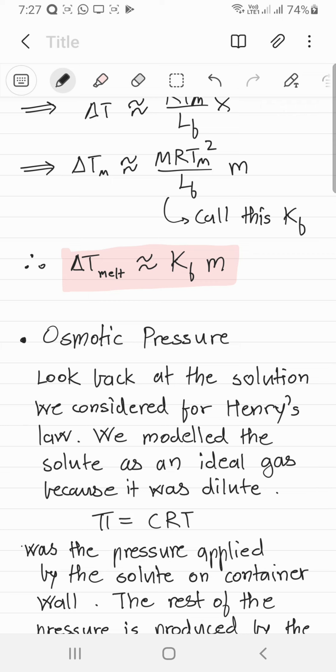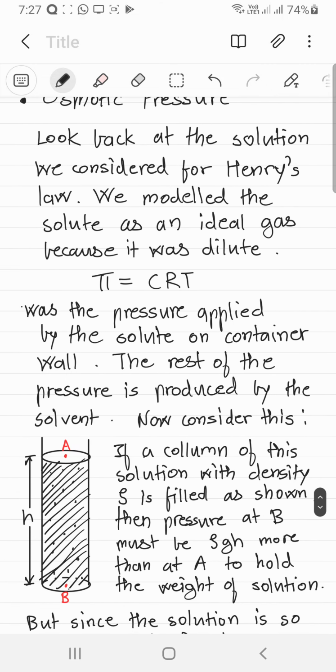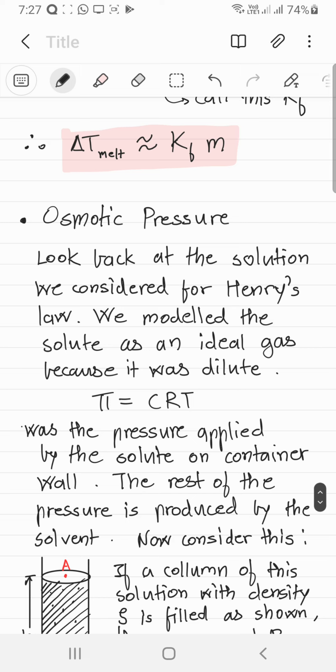Cool. And then finally there's something called osmotic pressure, which was also in what was taught to us when we were learning this. I mean, we are learning this. Okay, so osmotic pressure. We know that in a dilute solution, the solute can be thought of as an ideal gas.